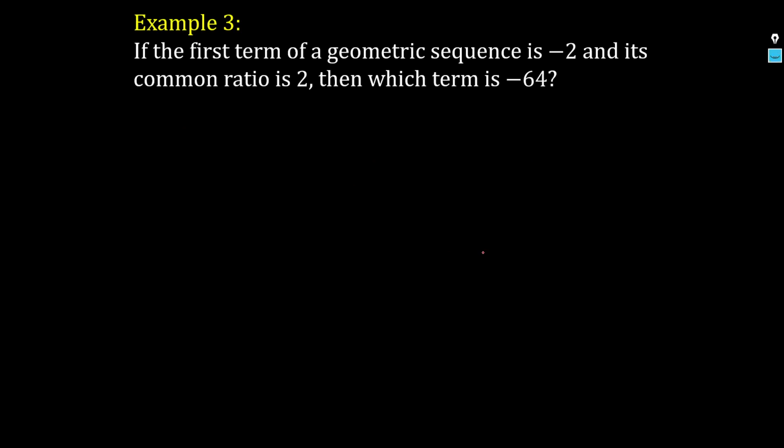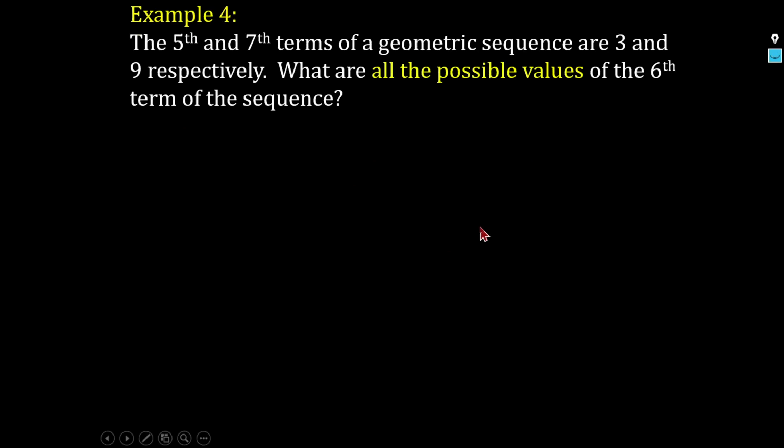Next item. The 5th and 7th terms of a GS are 3 and 9 respectively. What are all the possible values of the 6th term of the sequence? Do we need to determine the first term? Not necessarily, because we are only asked for the possible values of the 6th term, which is the term in the middle of the given 3 and 9. It's very simple, you can do it by mental math, but let's do it algebraically.